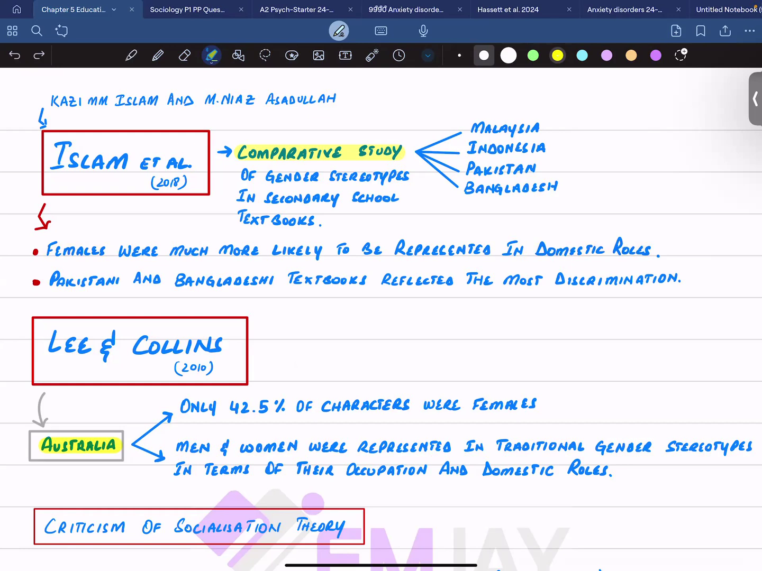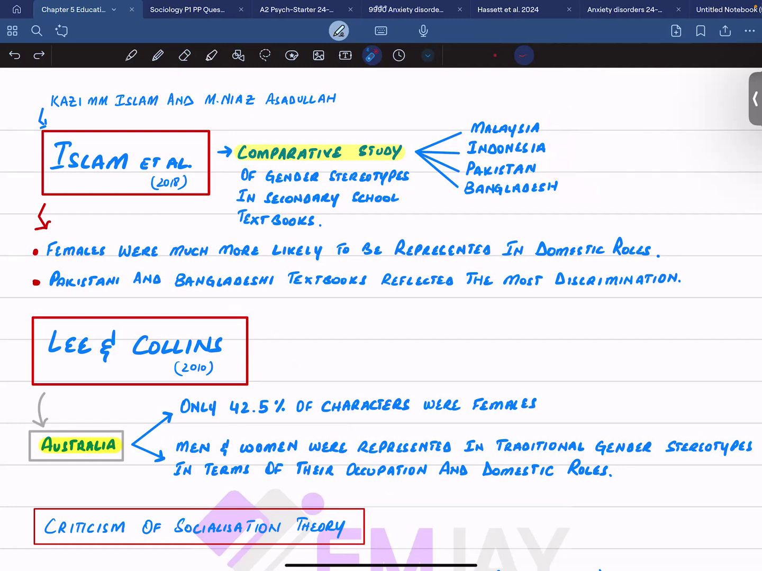However, we are talking about a comparative study between the textbooks that were used in secondary schools in 4 different countries. Amongst these countries, there were differences too. What Islam et al. found out was that in countries such as Pakistan and Bangladesh, the textbooks reflected the most amount of discrimination. So amongst these 4, that is Bangladesh, Pakistan, Indonesia, and Malaysia, this gender-based discrimination went to another level in Pakistan and Bangladesh. Malaysia and Indonesia were relatively a little better.